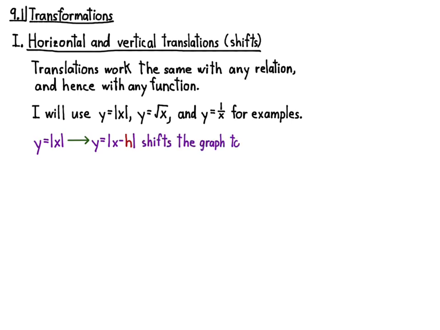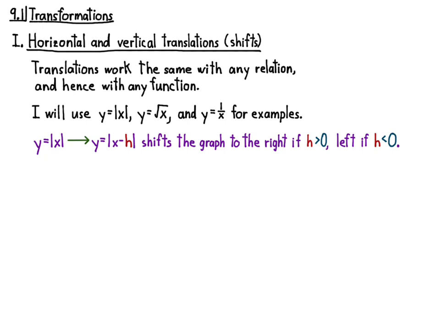Y equals the absolute value of x. If we change that to y equals absolute value of x minus h, this shifts the graph to the right if h is positive and to the left if h is negative. This is a little confusing because of the minus in front of the h. So for example, if you have y equals the absolute value of x plus 5, that shifts the graph to the left by 5, not to the right.